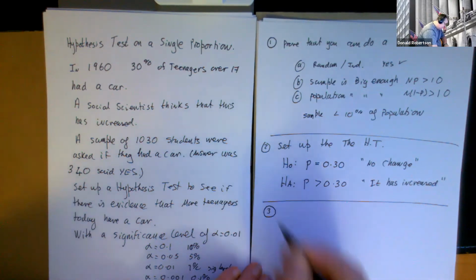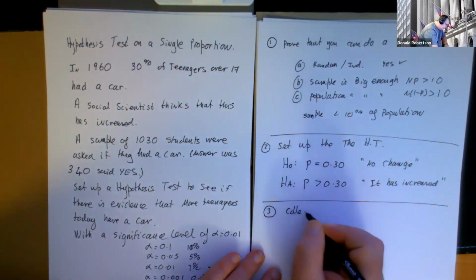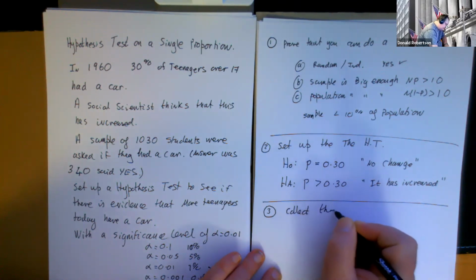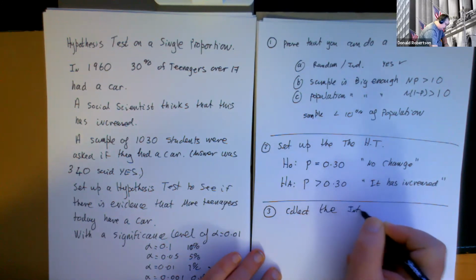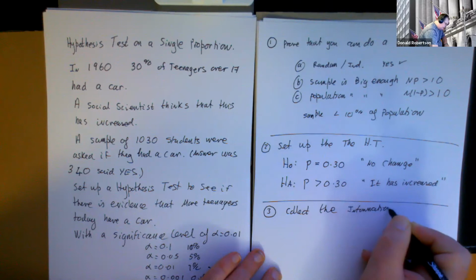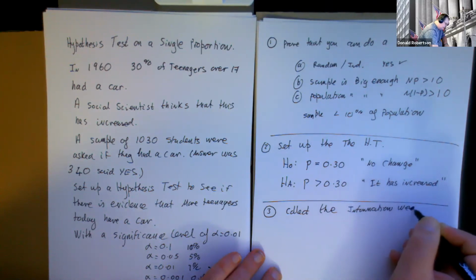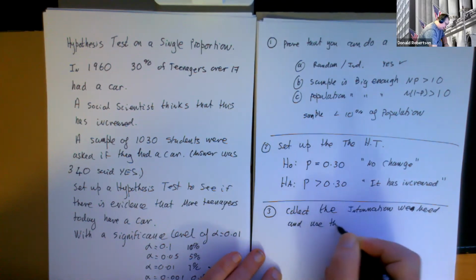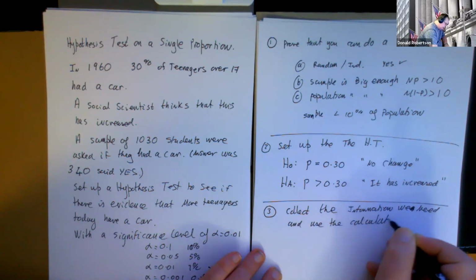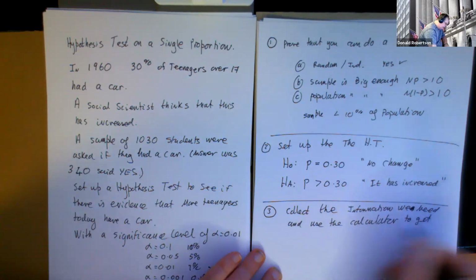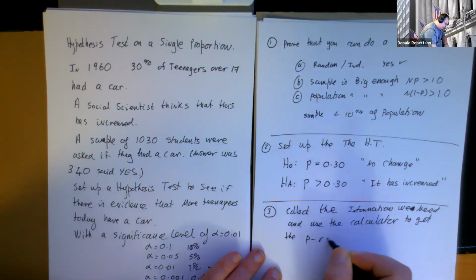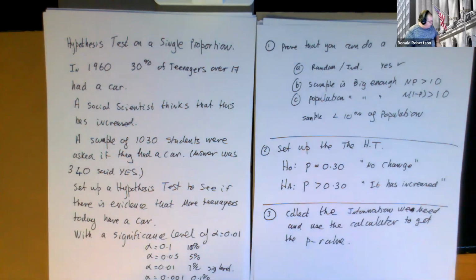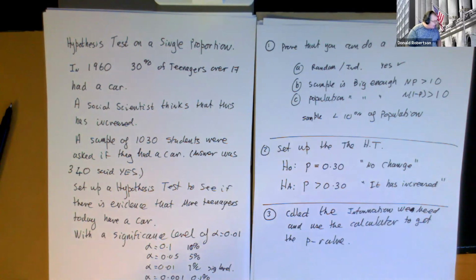On to step 3 then. This is going to be a change. We're going to collect the information we need and use the calculator to get the p-value. I showed you how to do this by hand the last time in a different lesson, but I've found that the calculator can do a better job, at least to make your life easier.